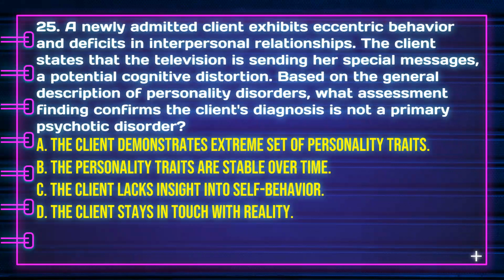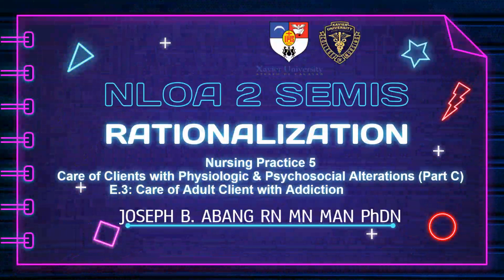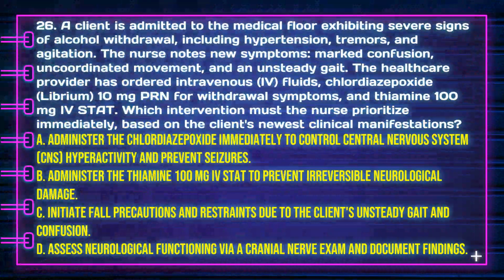Let's proceed now to another set of exam questions, and that is letter E, care of adult client with addiction. 26. A client is admitted to the medical floor exhibiting severe signs of alcohol withdrawal, including hypertension, tremors, and agitation. The nurse notes new symptoms: marked confusion, uncoordinated movement, and an unsteady gait. The healthcare provider has ordered intravenous fluids, chlordiazepoxide 10 milligram PRN for withdrawal symptoms, and thiamine 100 milligram IV stat. Which intervention should the nurse prioritize immediately based on the client's newest clinical manifestation?